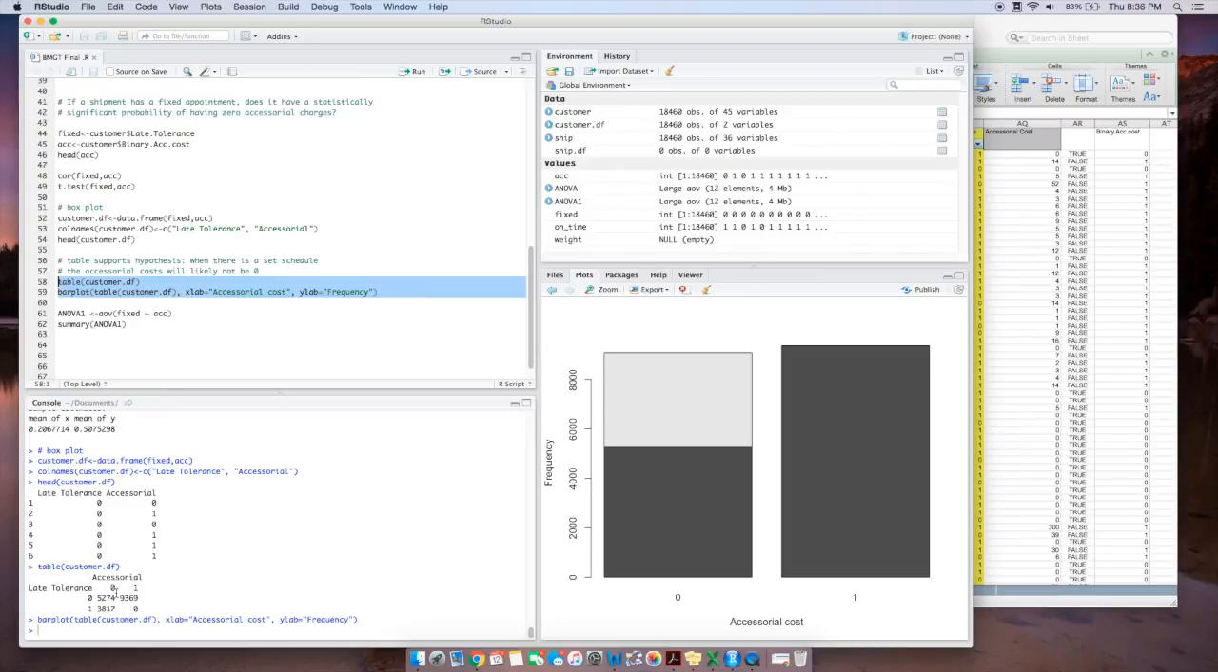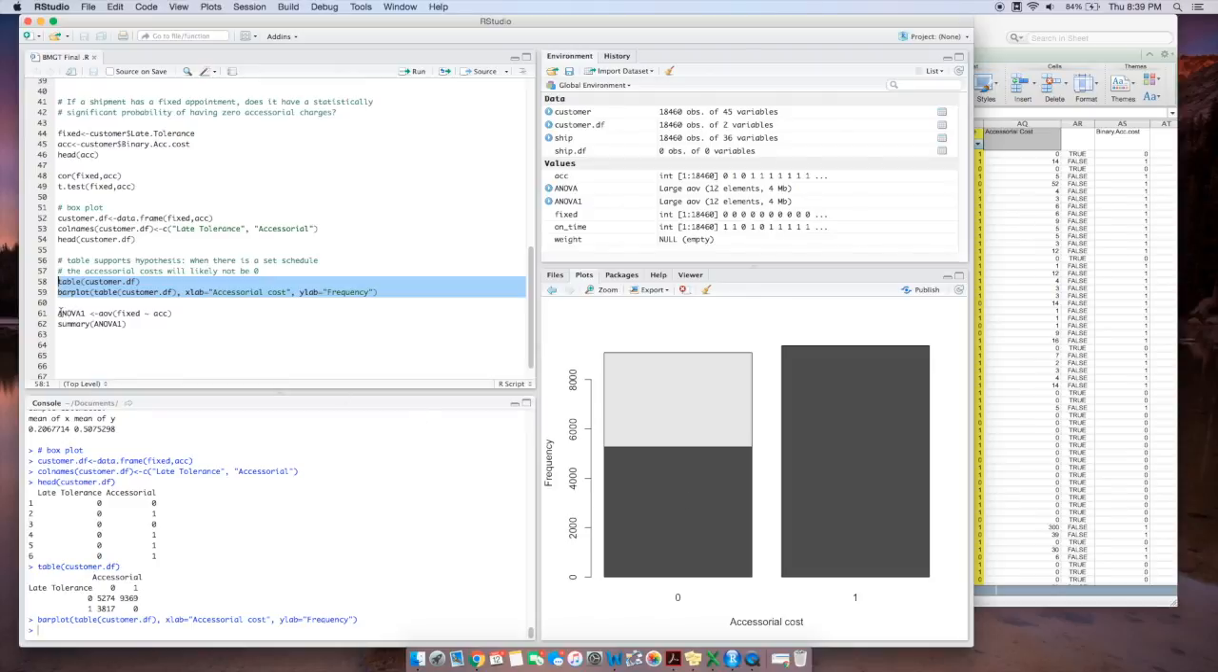As you can see from the table, it supports our hypothesis that when there's a set schedule, the accessorial cost will likely be zero. Looking at our frequency plot on the right, you can see that the dark areas represent no late tolerance. It's greater than half when there are no accessorial charges and there's a fixed appointment. Since it's the larger area, we can say that there is a correlation between having a fixed appointment time and having zero accessorial charges.